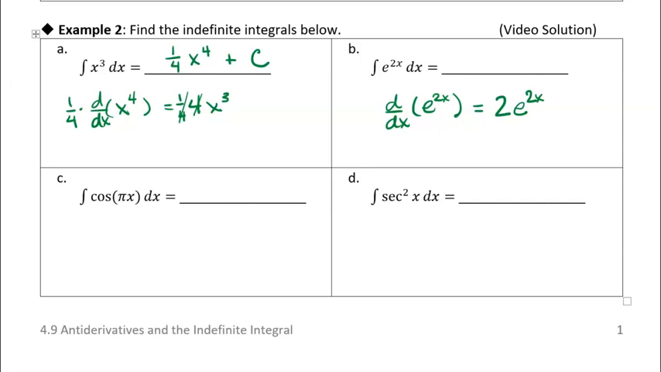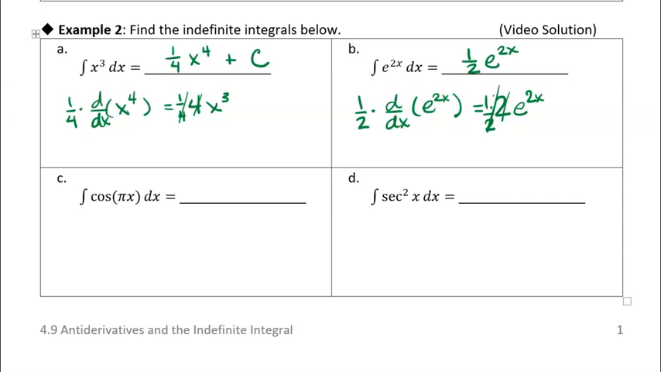Again, it's close to what I want. So if I just multiply both sides by 1/2, the 1/2 will cancel with the 2. And then I have 1/2 e to the 2x. That will have a derivative of e to the 2x. So my antiderivative is 1/2 e to the 2x.